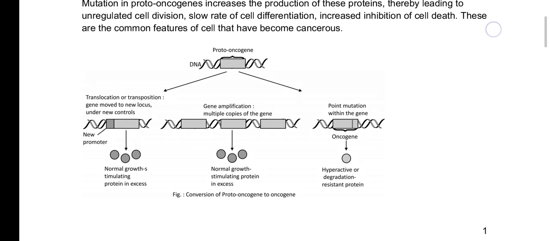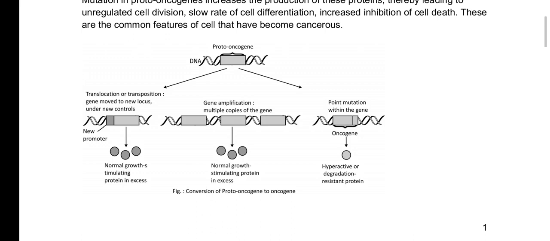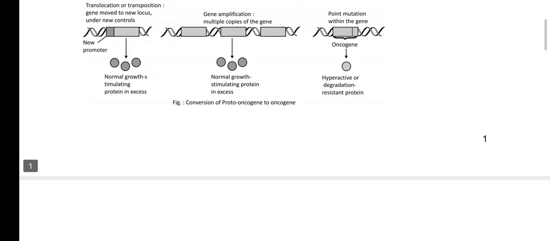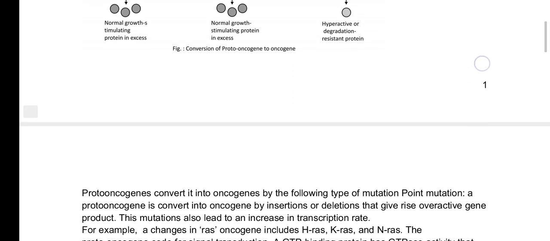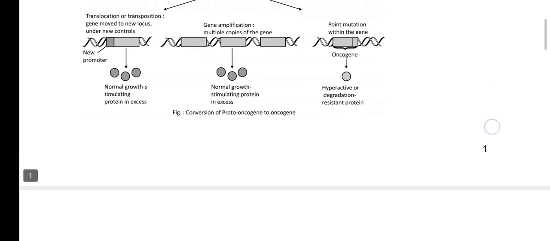So, proto-oncogene in DNA. Translocation or transposition: the gene is moved to a new locus under new controls, a new promoter. Normal growth stimulating protein in excess. Then gene amplification, multiple copies of a gene. Normal growth stimulating protein in excess. Then point mutation within the gene. Oncogene, hyperactive or degradation resistant protein. These are the ways of conversion of proto-oncogene to oncogene.